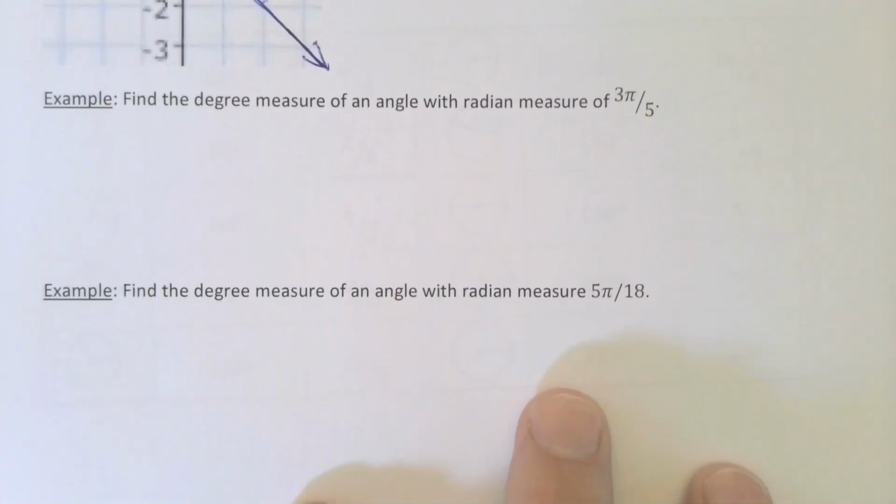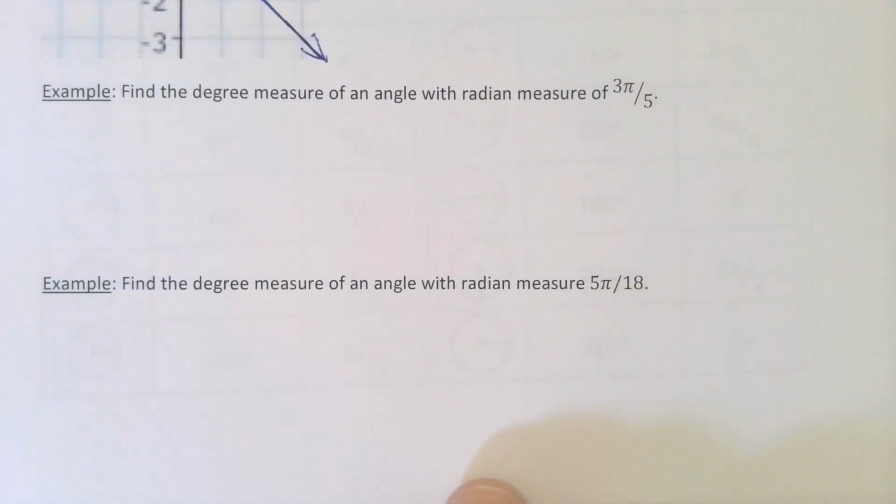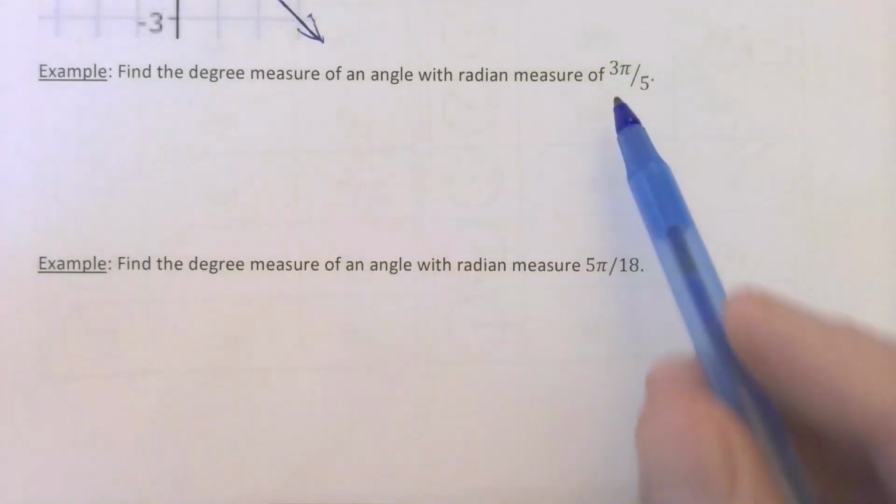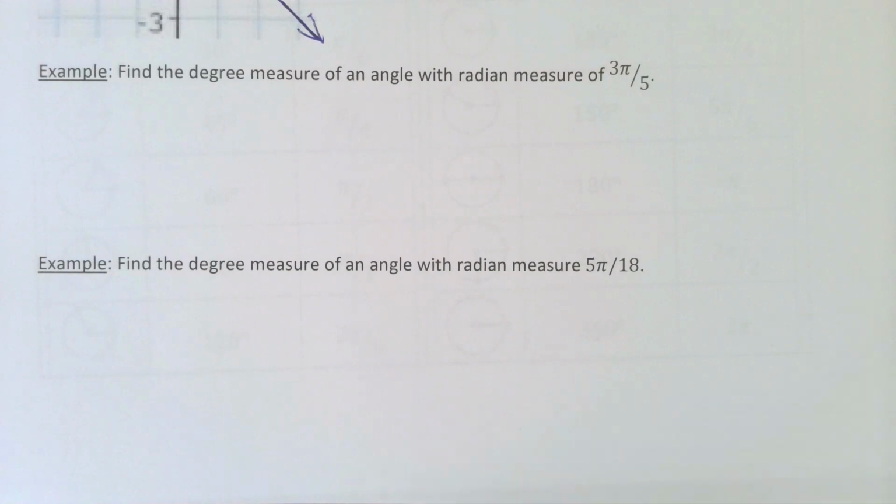Now, this is the inverse. They give us an angle. We don't have any diagram or anything this time. They tell us that there's an angle that's got a radian measure of 3 pi over 5. They want us to convert that to degrees.